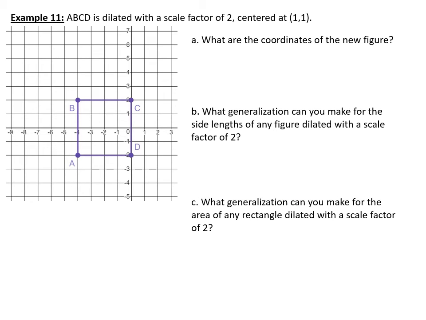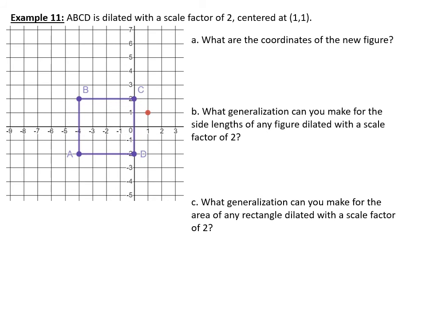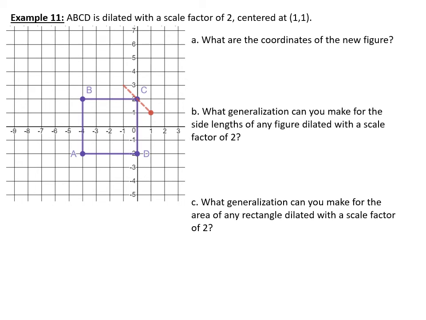So we have a rectangle. ABCD is dilated with a scale factor of 2 centered at the point 1, 1. What are the coordinates of the new figure? Well, first, plot the point 1, 1. And let's take C because it's closest. I would go up 1 and left 1 to get from my red point to C. And since it's a scale factor of 2, that means I continue that one more time. I have to go from the point 1, 1 the distance to C twice. So I go 1, 1, and then 1, 1 again. So C is going to be at -1, 3.